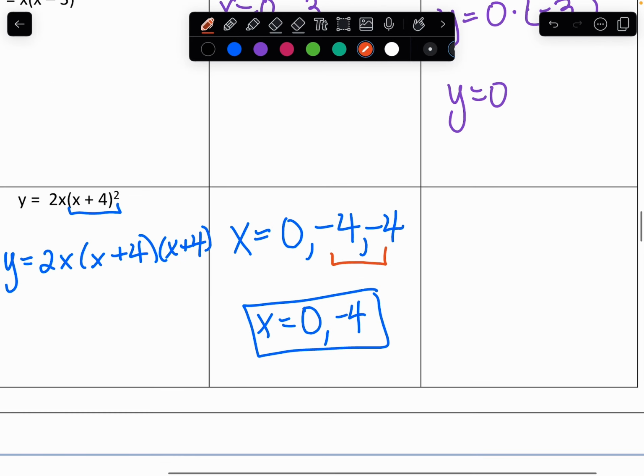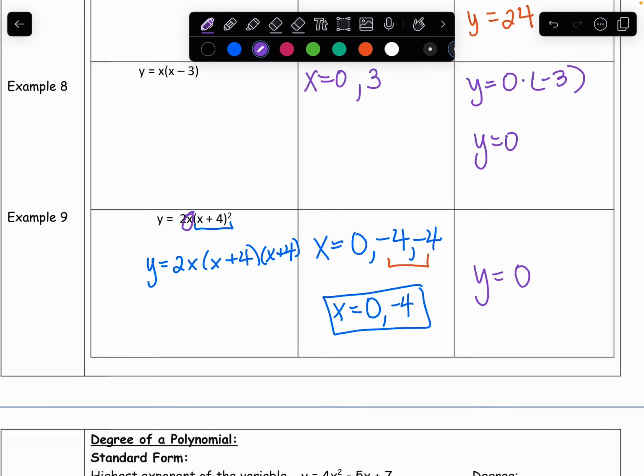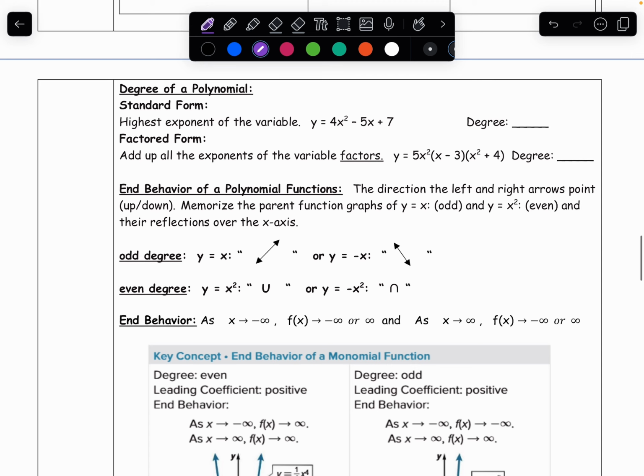But anyways, for example 9, we have x equals 0, so then we can kind of assume that y is also going to be 0, because if we plug it in for that x by itself, it makes everything 0. Okay, so our next page, I know it's a long video, but you can do it, I believe in you, is the degree of a polynomial.